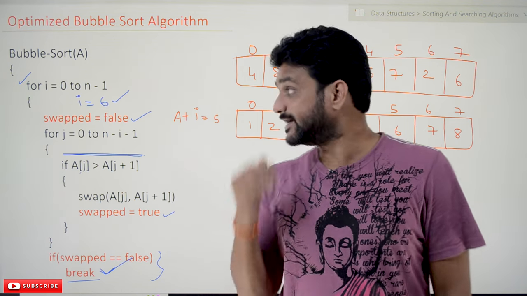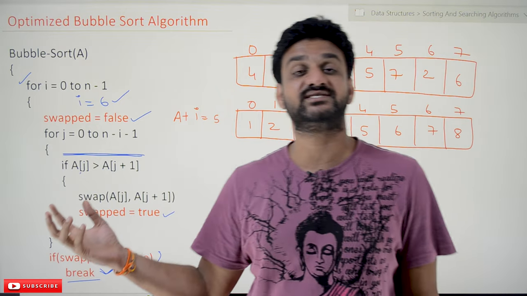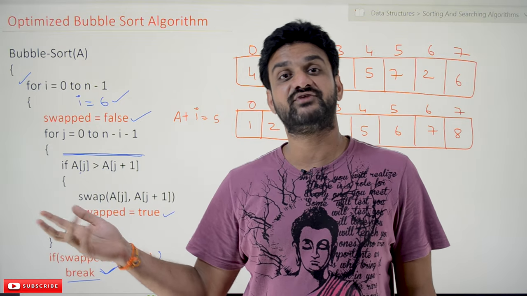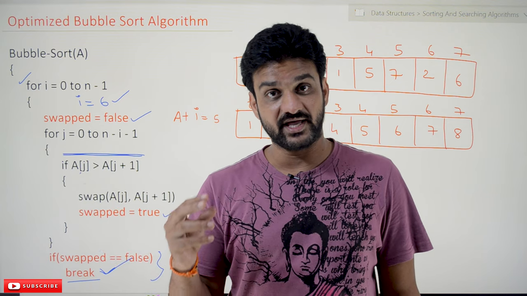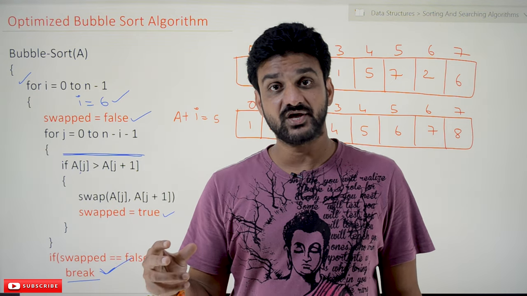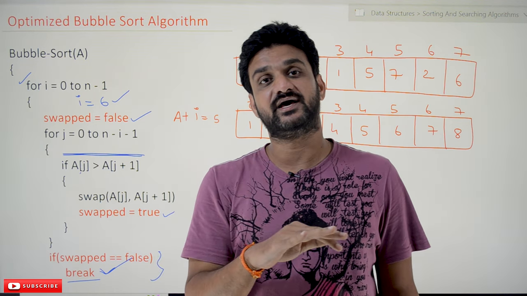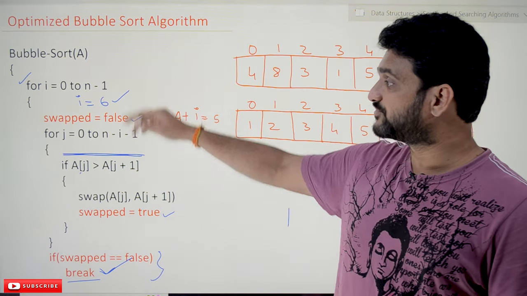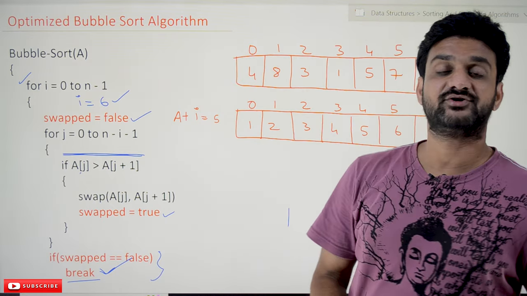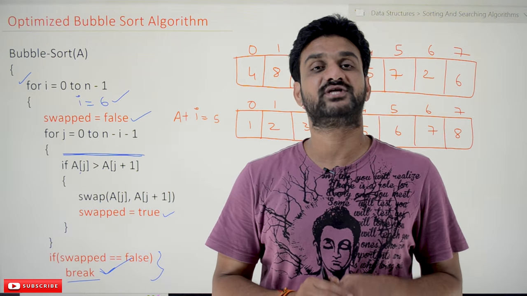The efficiency of this bubble sort is big O of n square in the worst case, and in the best case it is going to iterate for n number of times. In the original bubble sort, even if the elements are already arranged in the sorted order, it is going to iterate for big O of n square time. So this is all about optimized bubble sort. Hope you got the clarity on this concept.